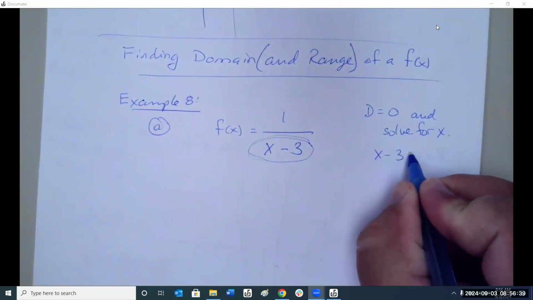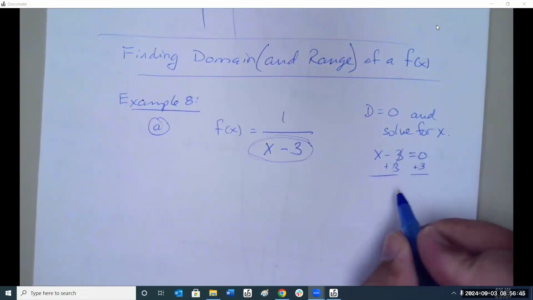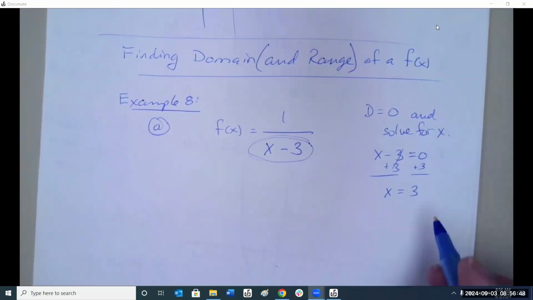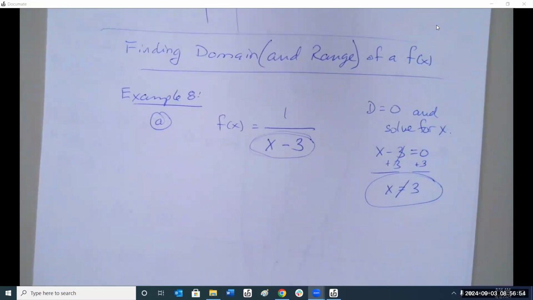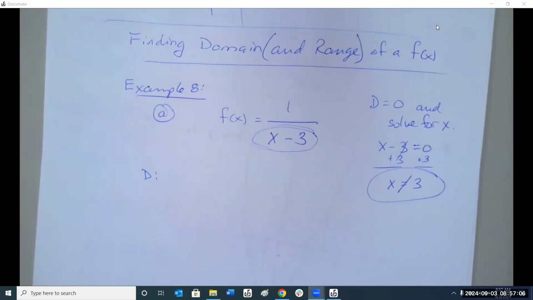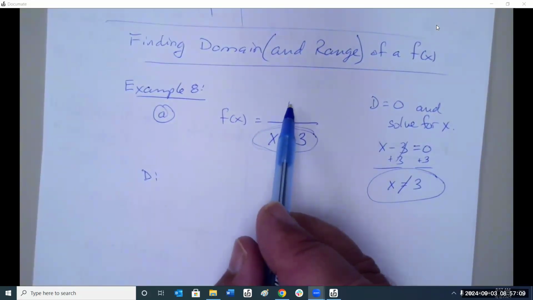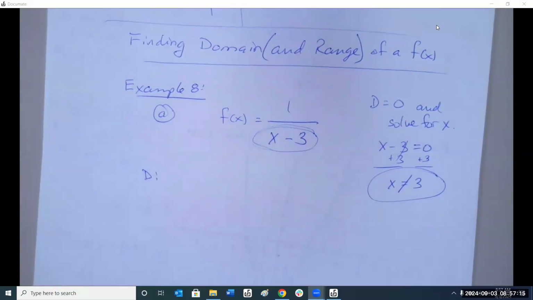So x minus 3 equals 0. Add 3 to both sides. So x, the only x I cannot use is 3. So what's my domain? Does it matter if the top is 0? No, because if the top is 0, then that's just a 0. That's the x-intercept. But now, since I cannot use 3, what's my domain?